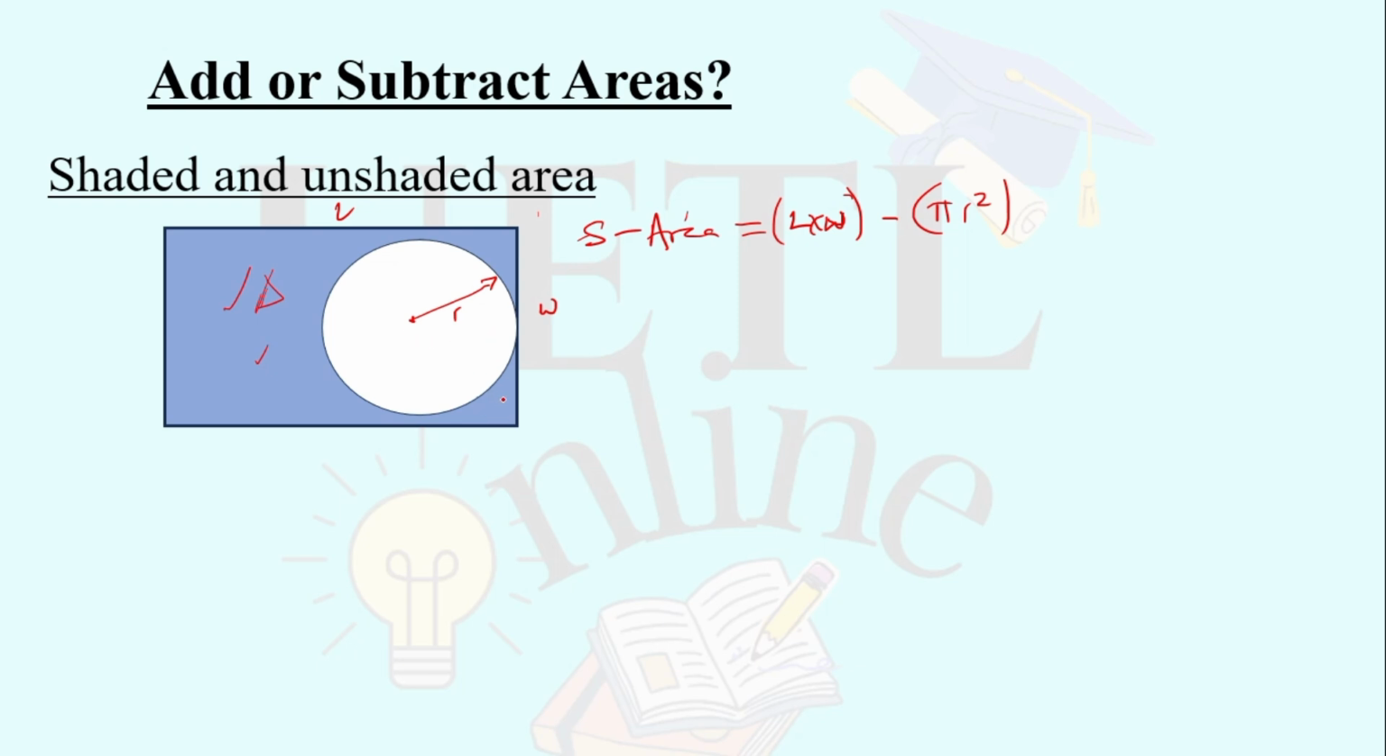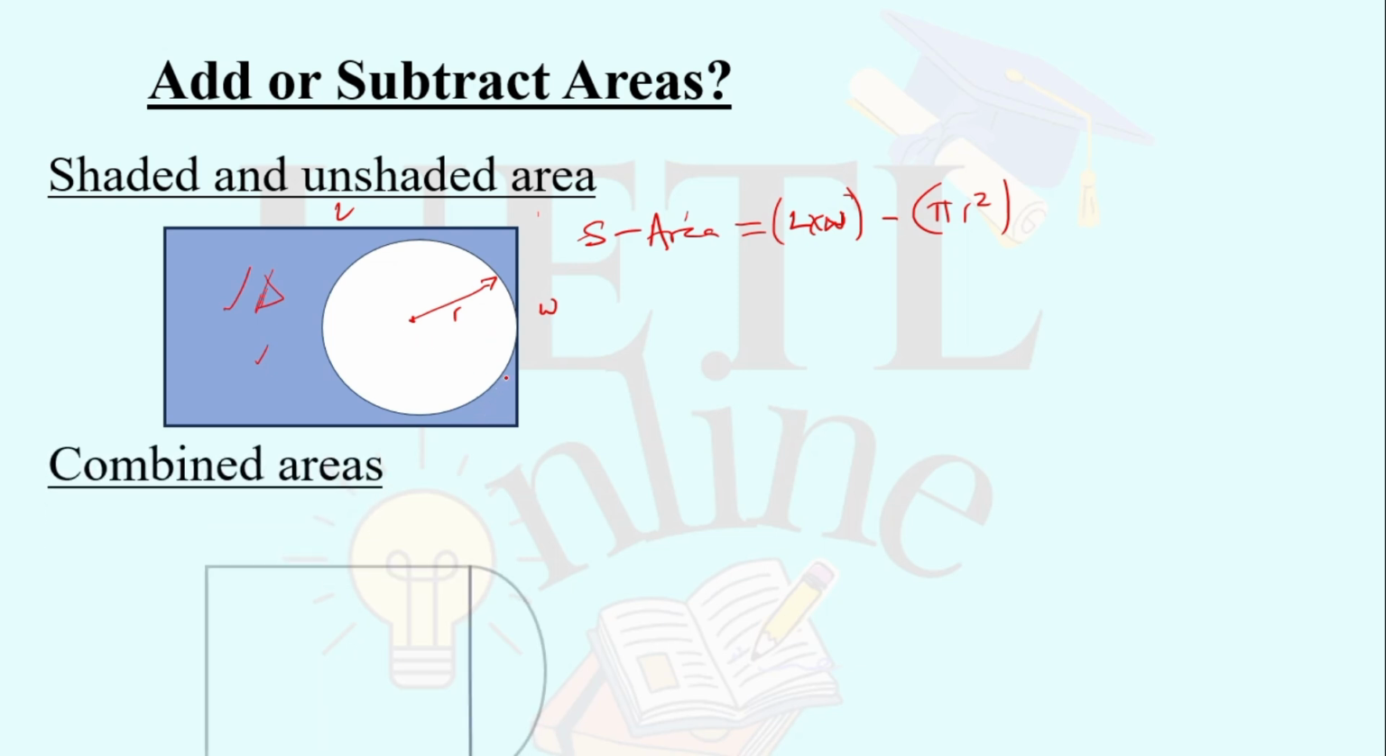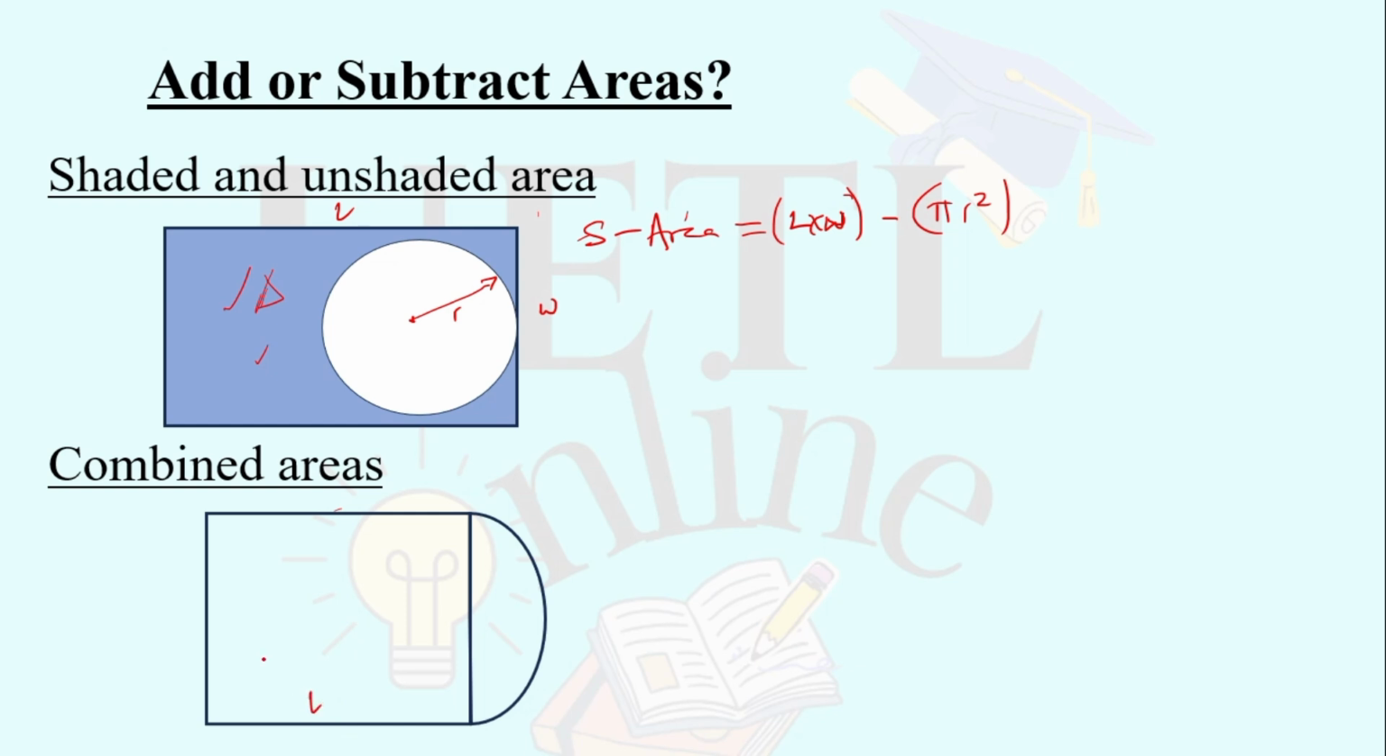The other thing is we have combined areas. I remember I told you about this. In this case, we have a rectangle here. You just have to find the length here and the width here, and the radius here, and after that you find the area of this shape and this shape, and you add. Remember that when it is shaded and unshaded, you subtract some areas, and when it is a combined shape, you add these shapes. Make sure you understood this. It's very important. In many exams they ask this.